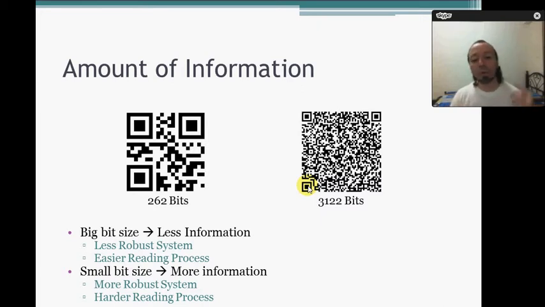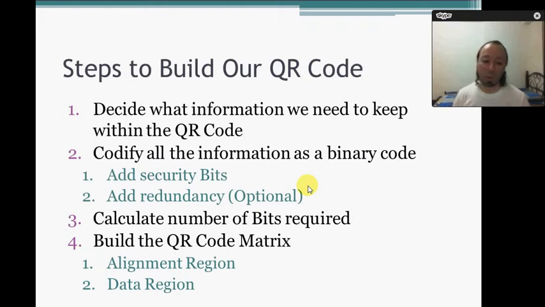Okay, so with all this, we can already establish a few steps to follow on how to build our QR code system, right? In the first place, we need to decide what information we need to keep within the QR code. Then second, all the information that we save there will be zeros or ones, so we need to make it a binary code. We need to codify the information as zeros and ones.